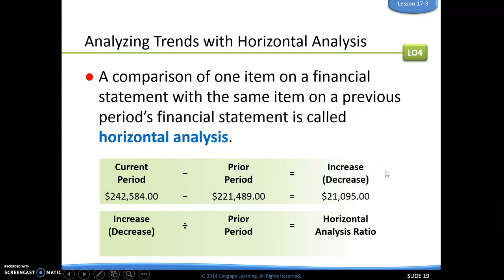Then we take that amount, notice that these two are the same, the increase decrease amount, and then we divide it by our prior period amount, which we just have numbers here. We'll see it in an example on the next slide. But we take that increase decrease, divide by the prior period, and that's where we get our horizontal analysis ratio.